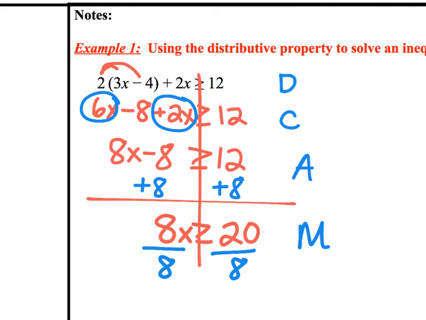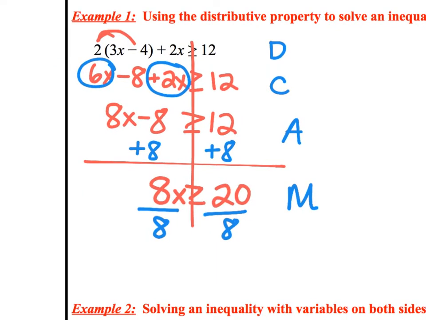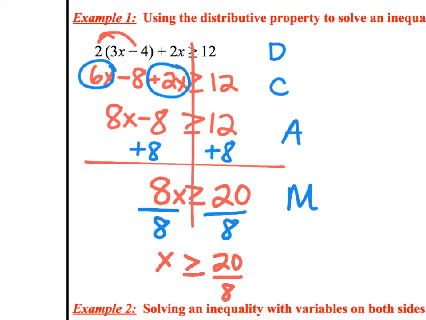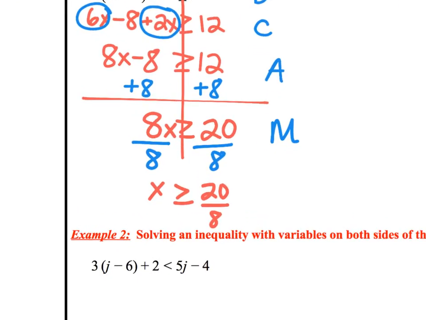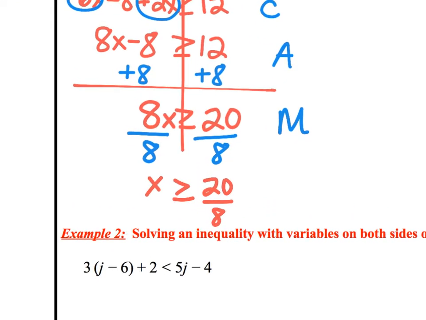I know that you can get a decimal answer. I don't want a decimal answer. What do I want? A fraction. Get used to it. So we're going to simplify that fraction. So we have 20 divided by 8. What can 20 and 8 both be divided by? 2 and 4. So we're going to divide the top and the bottom by 4, which would get us 5 over 2, or 5 halves. So x is greater than or equal to 5 halves.